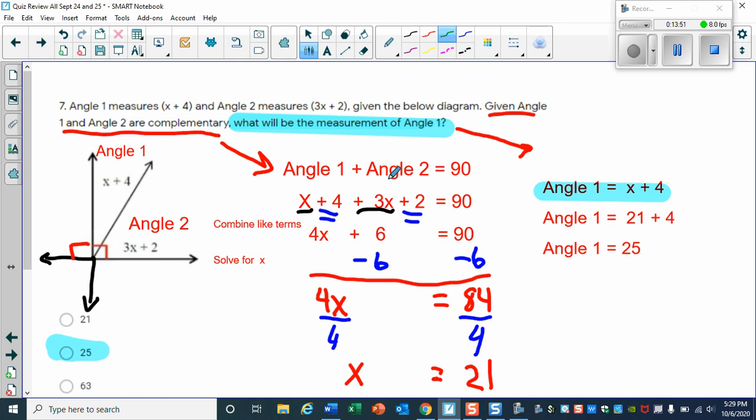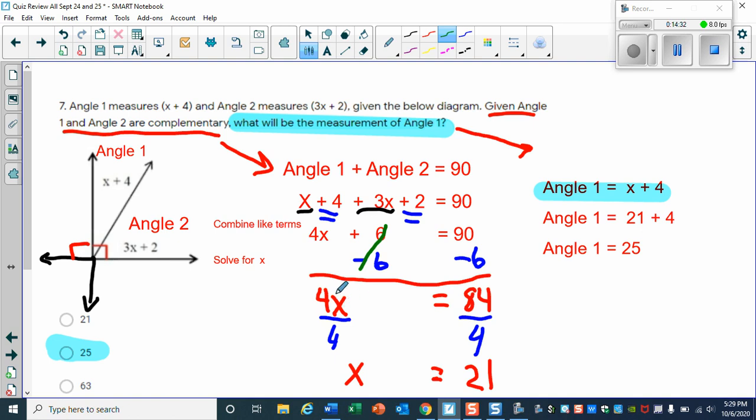So then you replace angle 1 with x plus 4. That was given. Replace angle 2 with 3x plus 2. Also given. Now we combine like terms, the x and the 3x, 4x. 4 plus 2, 6. Now we're down to a two-step equation. We solve for x. Step 1, subtract 6 on both sides. 90 minus 6 is 84. These 6's go away. And the 4x comes on down for the ride. So now we have 4 times x equals 84.